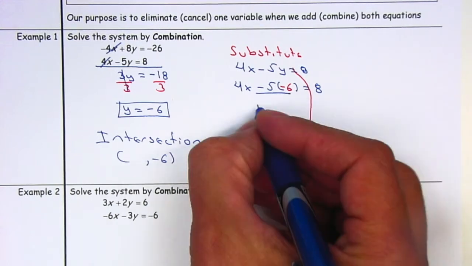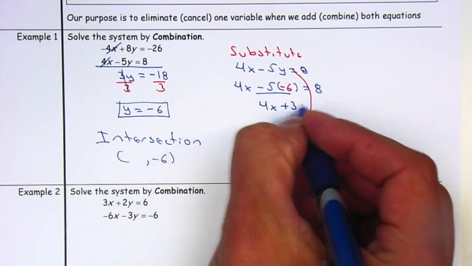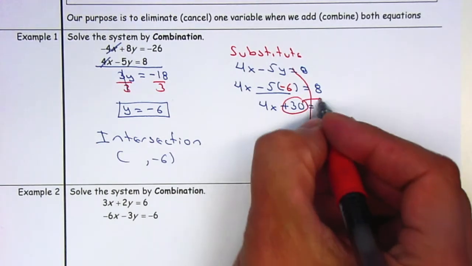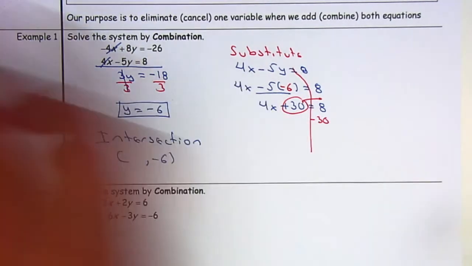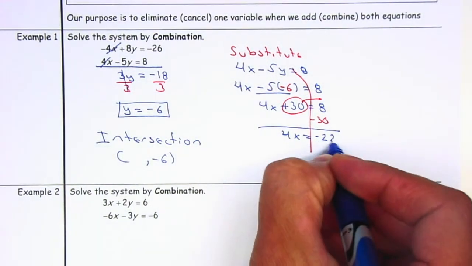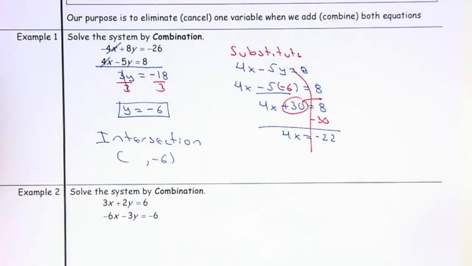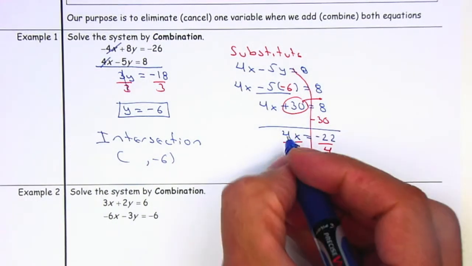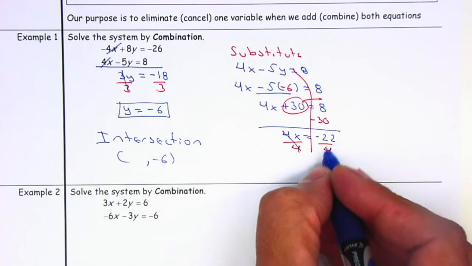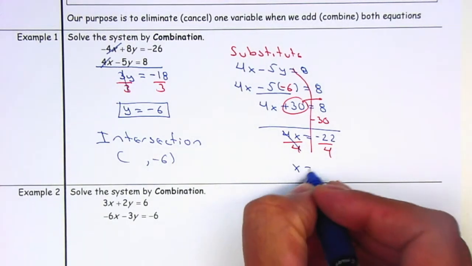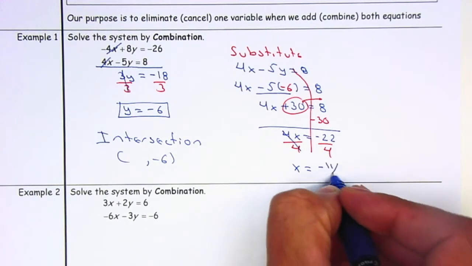So negative and negative gives me a positive. That'll give me positive 30. And that's equal to 8. I'm now going to move this to the right hand side, or subtract 30 on both sides. So 4x is equal to negative 22. And then I'm going to divide by 4, divide by 4. The 4's cancel. And I'm just going to reduce 22 and 4, which are both divisible by 2. I'm going to divide by 2, so it gives me x equals negative 11 over 2.